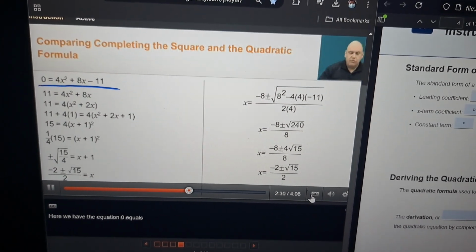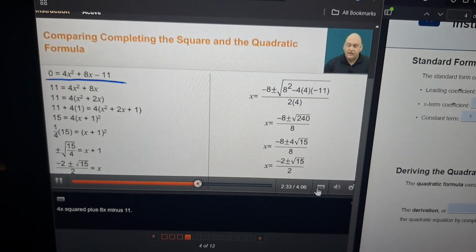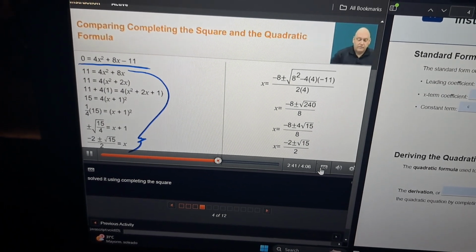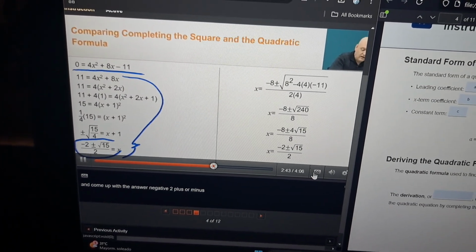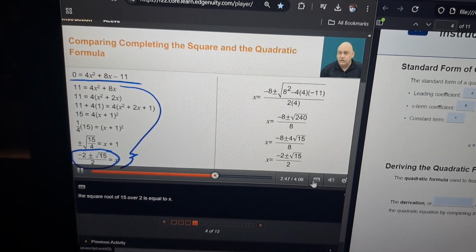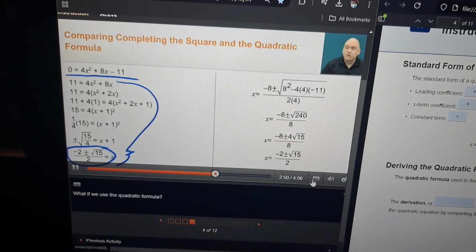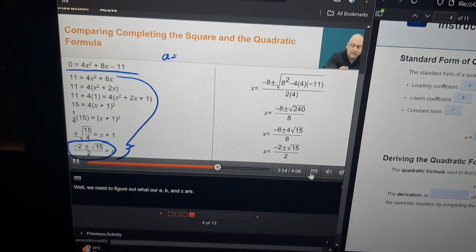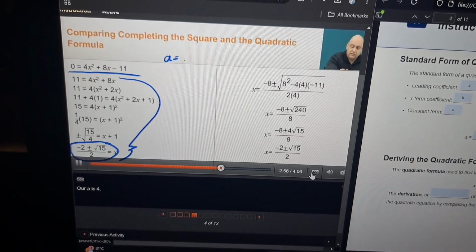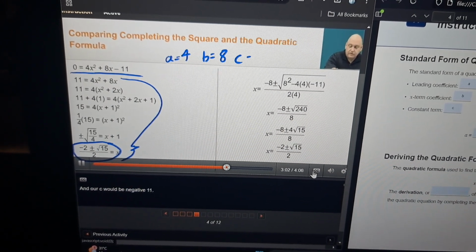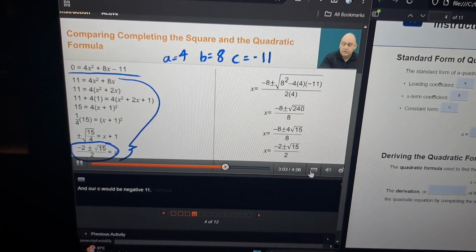Now here we have the equation 0 equals 4x squared minus 8x minus 11. I solved it by using completing the square and came up with the answer x equals negative 2 plus or minus the square root of 15, over 2. What if we use the quadratic formula? Well, we need to figure out what our a, b, and c are. Our a is 4. Our b would be negative 8, and our c would be negative 11.